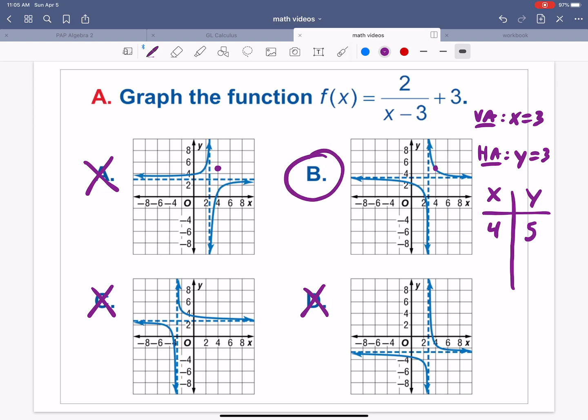Y'all, that's everything that I got for you on reciprocal functions. Remember, find the asymptotes first, vertical and horizontal, and then make a table of values to help you figure out where the two symmetrical branches are going to be located. And then once you have the graph drawn, domain and range is easy.